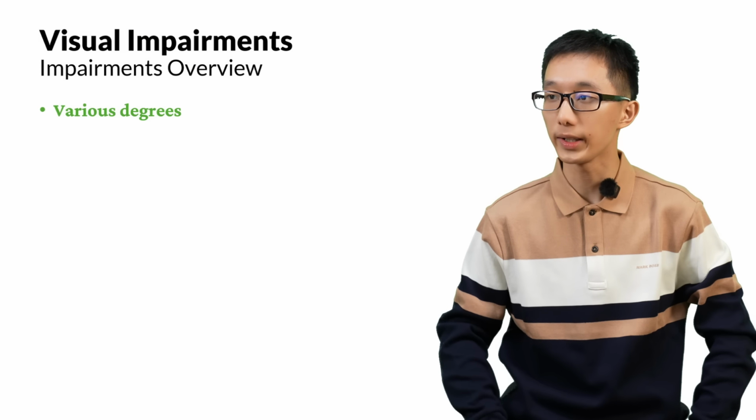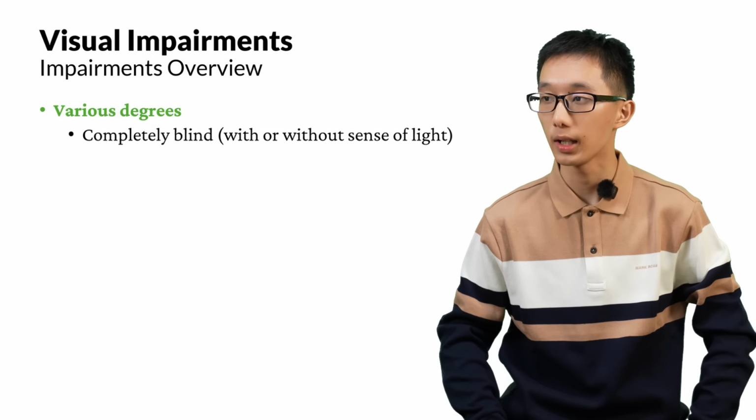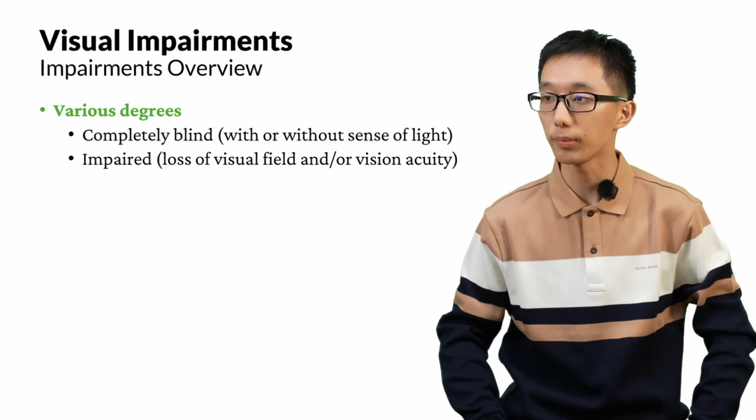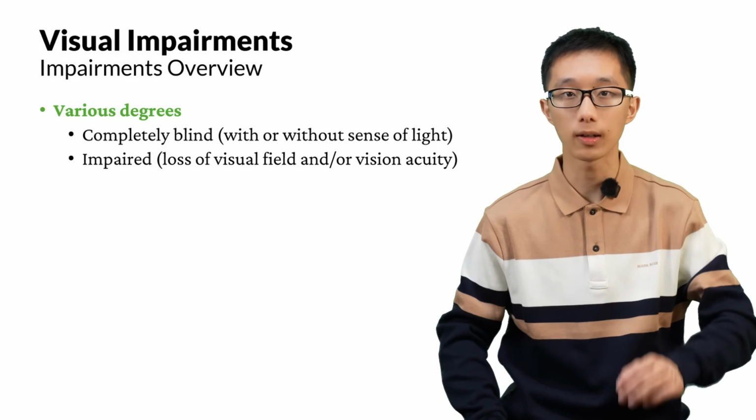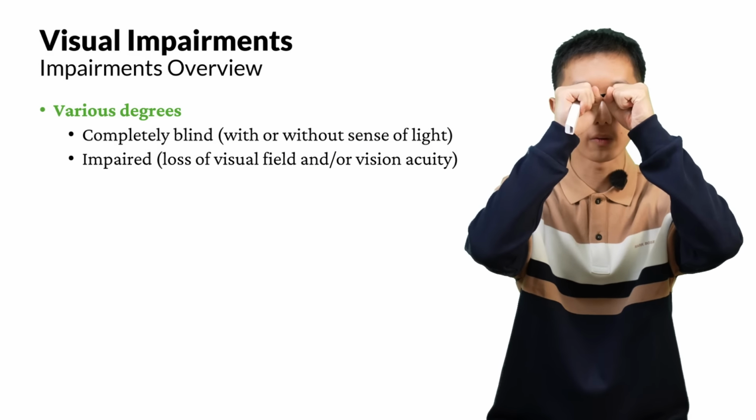There are various degrees of visual impairments. A person could be completely blind. If they are completely blind, they might still have a sense of light and dark, or they might not. A person could simply have impaired vision. This could include loss of visual field and/or loss of visual acuity. Loss of visual field means that we can't see that much. For example, we only have central vision, or we only have peripheral vision, unable to see the center, but able to see the periphery.